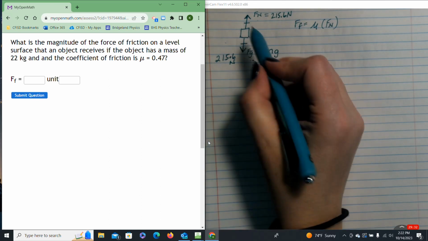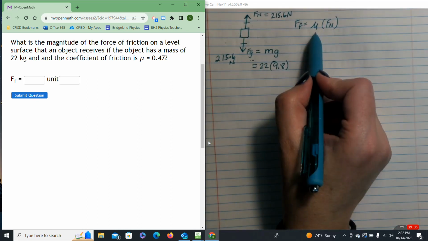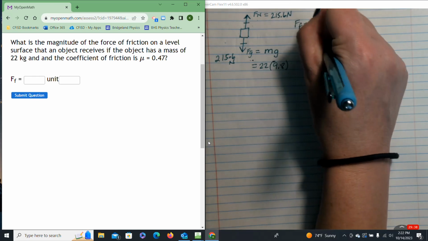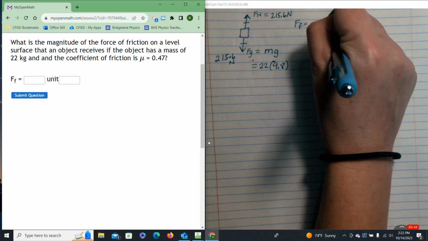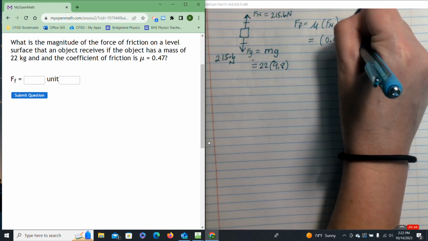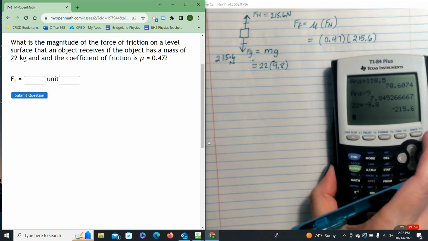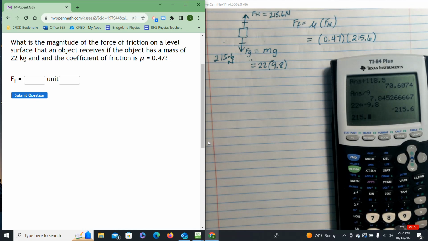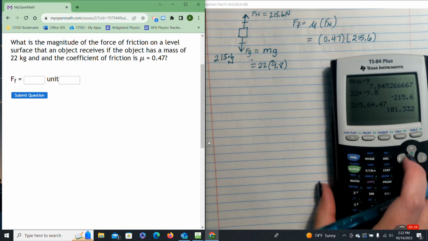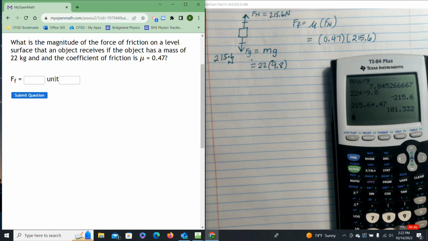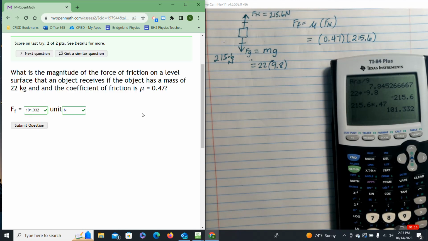Okay, and now that we have normal force and we have mu in the question, we can solve for force of friction. So my force of friction is equal to, my mu is 0.47, and we just determined the normal force to be 215.6. And so if I want to solve for my force of friction, 215.6 times 0.47, and I get 101.332. That would be my force of friction. My unit will be newtons because it is a force.